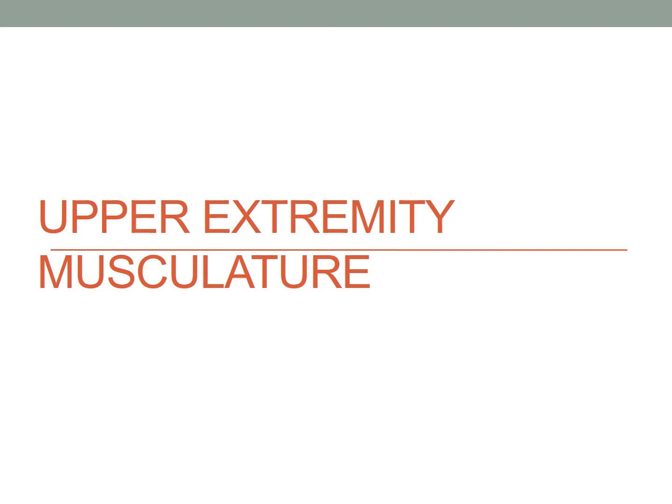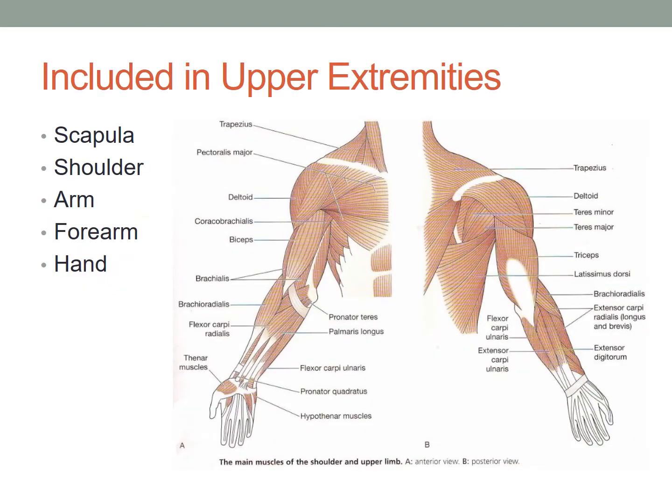Alright, well, I had the upper extremity musculature, and I would just like to start off by saying that there are two compartments of the upper extremity, and that is the anterior and posterior. The anterior deals with flexor muscles, and posterior deals with extensor muscles. The upper extremities include the scapula, shoulder, arm, forearm, and hand.